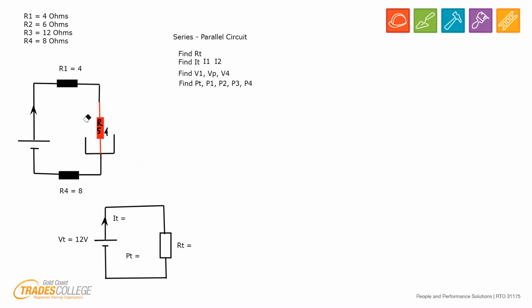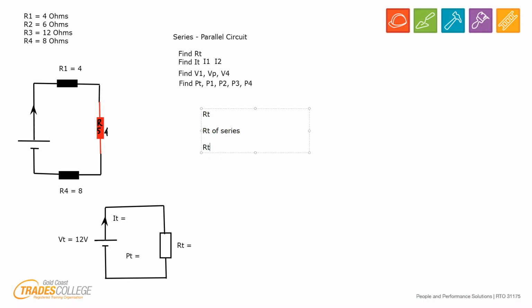We have this circuit now. That's what we've turned it into. Now with this circuit, we can simplify it, and that will give us our RT. RT of series. I'll do RT again, and then we'll break it down into series.